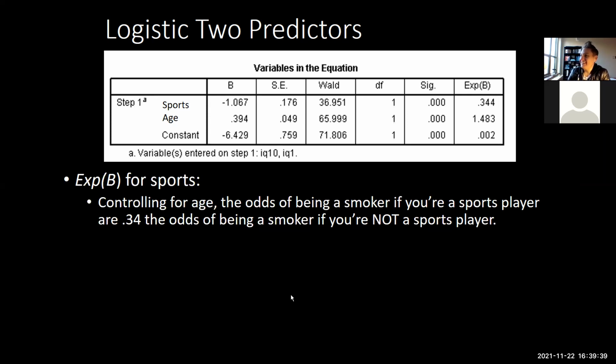Good question. Adriana asked, do you think golfers count as sports players? Probably.